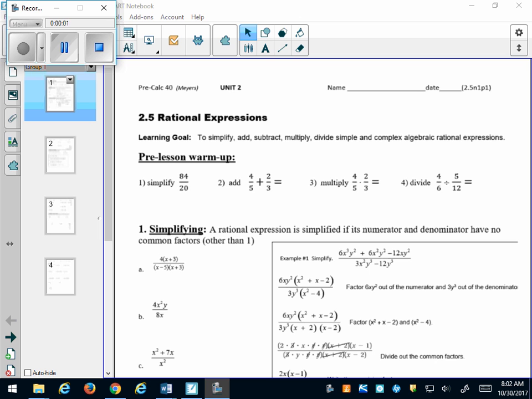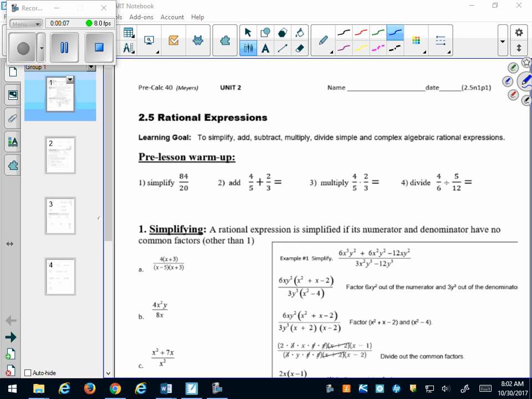So these first four are just a review of basic fraction operations. If you had 84 over 20 and it said simplify, what would you do? Divide by 4 on the top and the bottom. Okay, and so you would get 21 over 5.